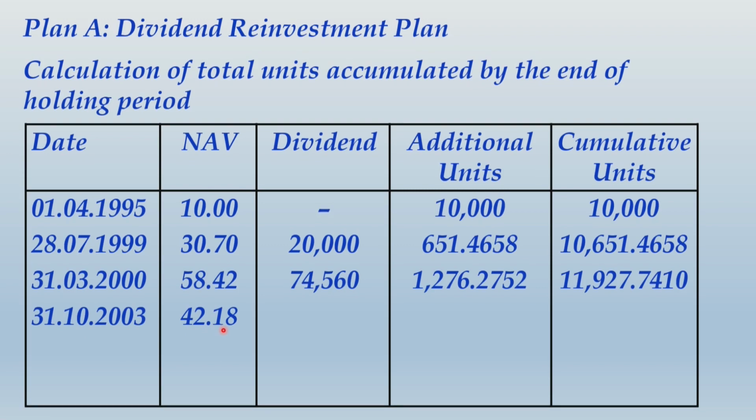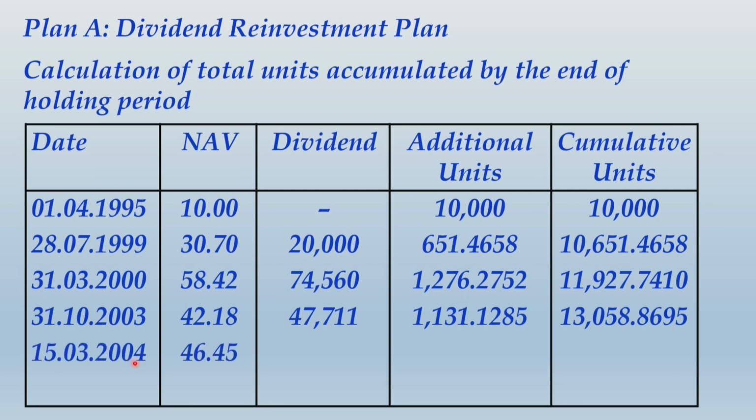The rate of dividend applied on the face value will give you the dividend per unit, and dividend per unit multiplied to this total cumulative units will give you total amount of dividend, and that total amount of dividend comes to 47,711. Now this dividend will again be reinvested at NAV of that date, that is 42.18. So this dividend divided by the NAV on that date will give you additional units. These additional units will be added to these cumulative units of earlier date, and the cumulative units as on this date, that is 31st October 2003, will be 13,058.8695.